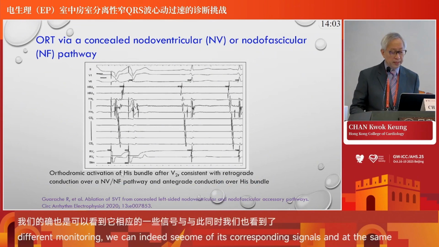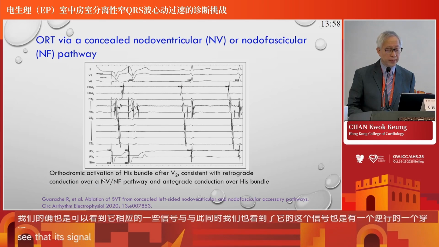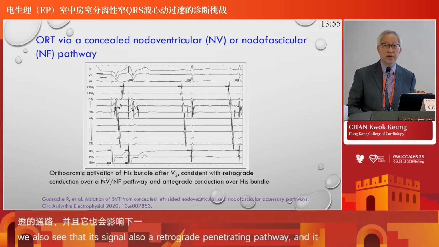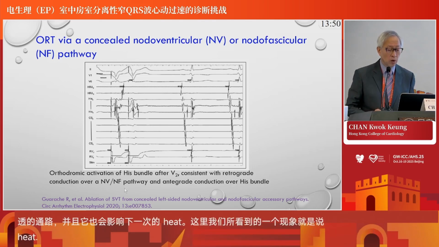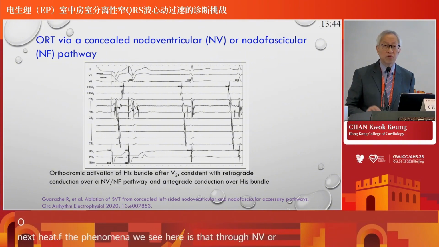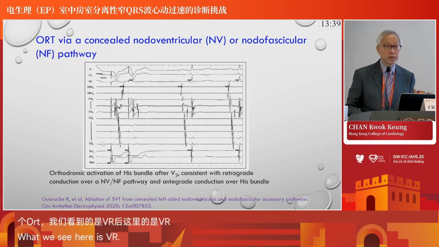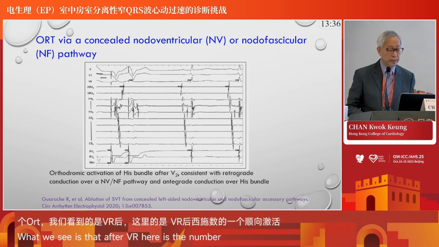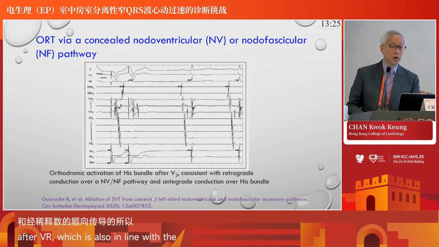Another phenomenon in this example is the possible orthodromic activation of the His bundle after V2, after extra ventricular stimuli. It's also consistent with retrograde conduction over a nodoventricular or nodofascicular pathway and antegrade conduction over the His bundle. So the V2, the extra stimulus, travels retrogradely through the accessory pathway and captures the His antegradely, as in this example, where the His activation is from proximal to distal, that is, the antegrade capture of the His bundle.